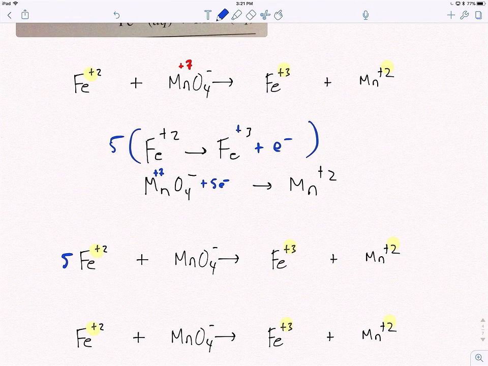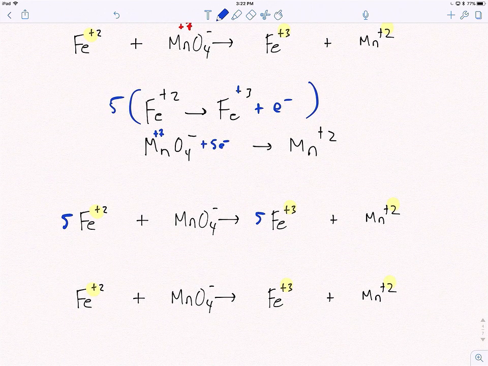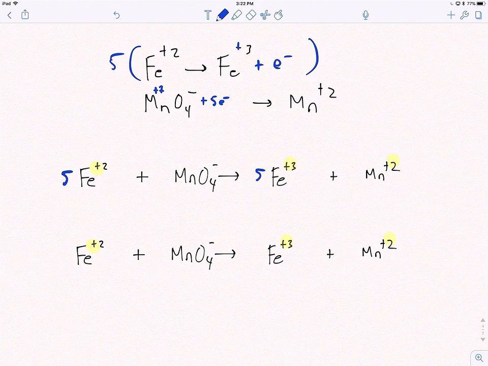So five irons plus two plus permanganate makes five irons plus three plus Mn plus two. Now we have to balance out the oxygens. We have four oxygens on the left, so we need four waters on the right. Okay? We have four waters, so we have eight hydrogens on the right. So we need eight hydrogens on the left. And we need five irons, sorry.